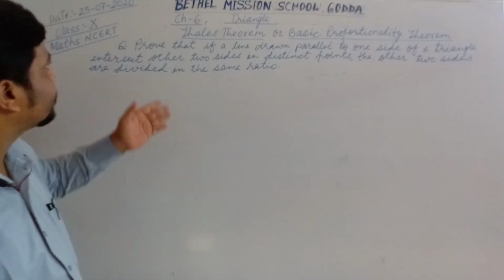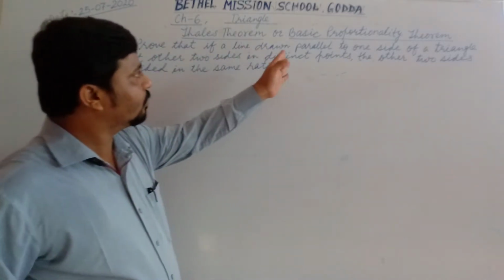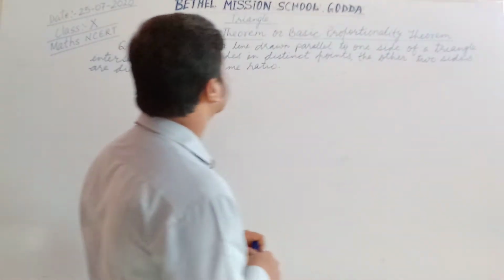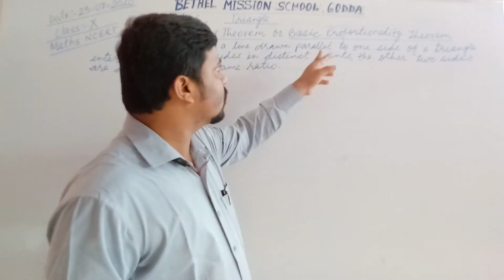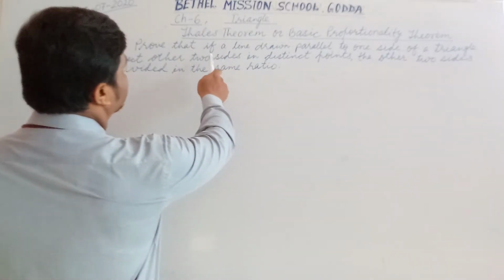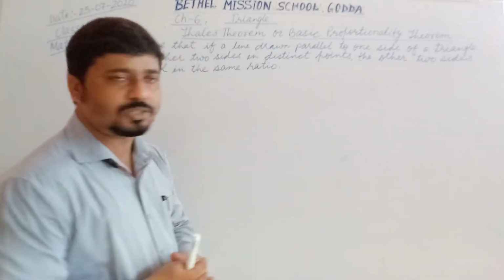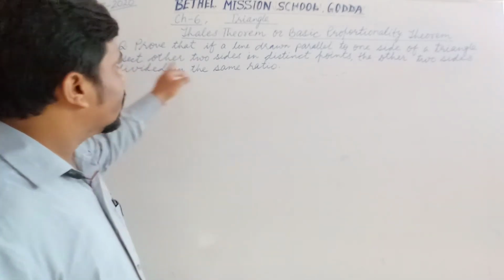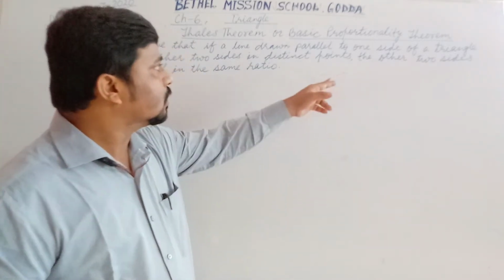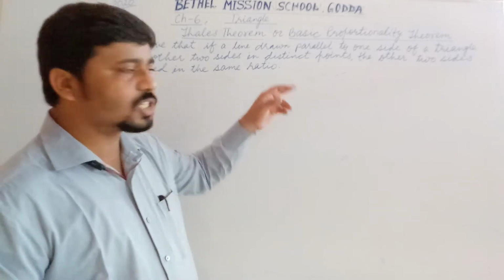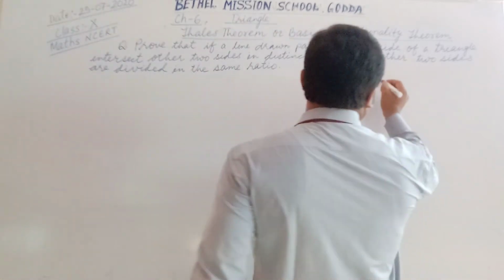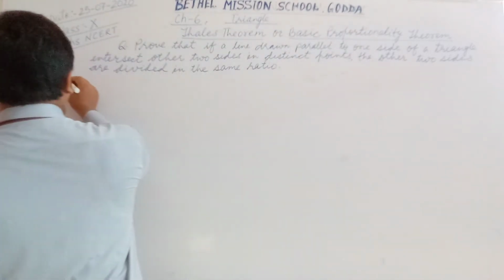So let's start. Another name of Thales theorem is the basic proportionality theorem, in short BPT. The theorem states that if a line is drawn parallel to one side of a triangle to intersect the other two sides at distinct points, then the other two sides are divided in the same ratio. So this is the theorem, and we'll prove it. See the solution.